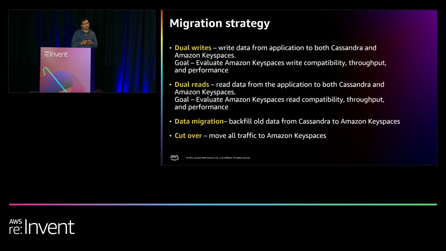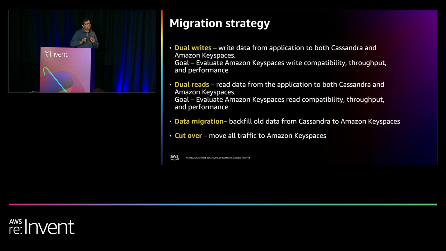Phase 1 is all about dual writes. What do I mean by dual writes? We wanted to simulate all of our write traffic, the actual production write traffic, onto Keyspaces in a simulated manner, actually running in production. This enabled us to stay focused on solving for all of the write-related challenges, be it write throughput, write performance, optimizations, etc. So that was our focus of phase 1.